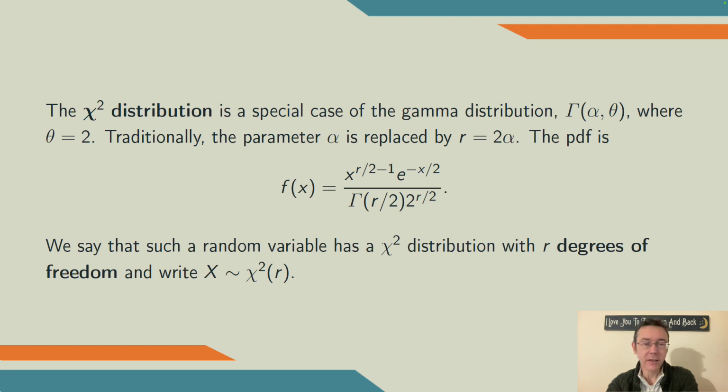I've written the PDF here. It's a bit of a mess. Notice the presence of the gamma function in the denominator there. Of course, that's just a generalization of the factorial. Most of the time, you don't have to worry about the PDF of this too much when you're computing probabilities and so on. We use technology, as I'll show in just a little bit.